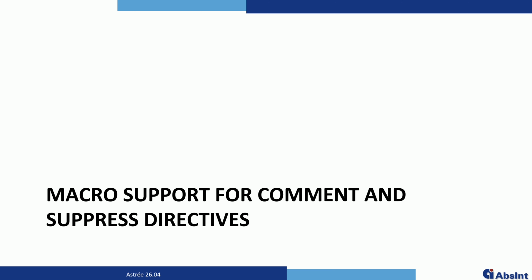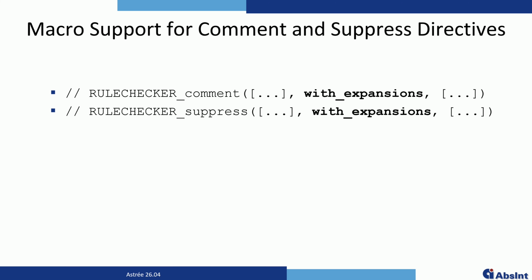Those directives that apply to the original source code, more concretely the RuleChecker_comment, as well as RuleChecker_suppress original source code comments, now can take an optional argument called with_expansions. This from now on allows you to comment or suppress alarms on the level of macro definitions. Let us look at an example.